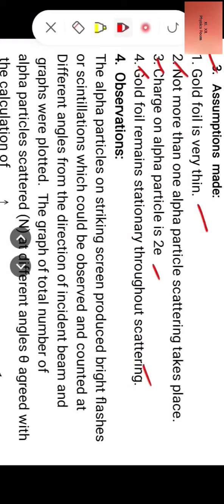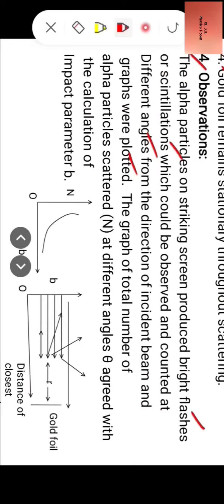Now, fourth step, observations made. The alpha particles on striking the screen produced bright flashes or scintillations which could be observed and counted at different angles from the direction of the incident beam, and graphs were plotted. The graph of the total number of particles scattered n at different angles theta agreed with the calculation of impact parameter b.